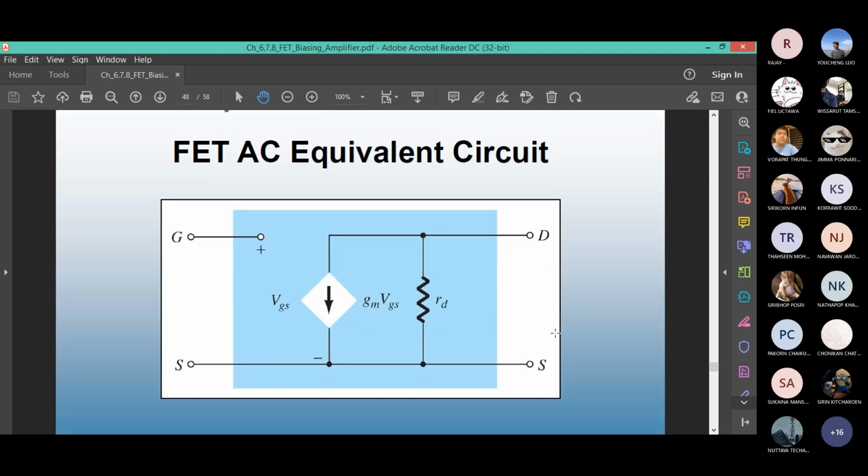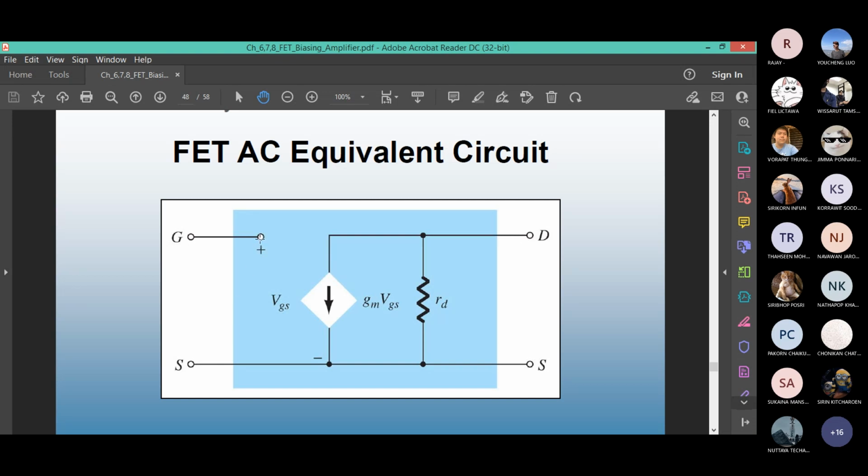We have a model, an AC equivalent circuit. There are several steps of creating this model in the textbook. I don't usually ask questions and I didn't teach that, but this is the basic model. The source is on the ground. Input side is gate source, output side is drain source.